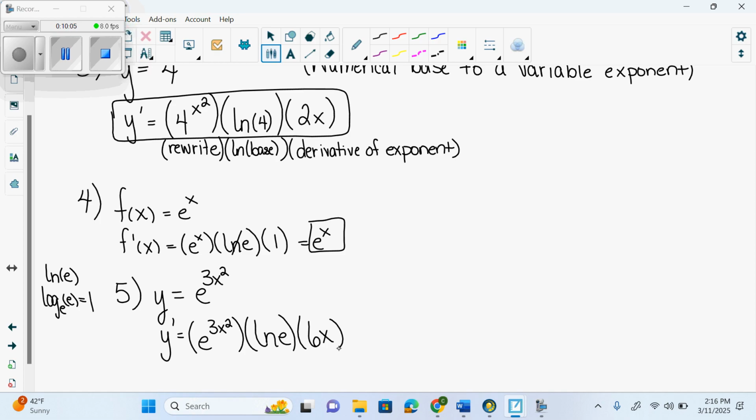The catch with ln e is it cancels. So my derivative is just e to the 3x squared 6x. Or you could list the 6x first. Because chain rule is multiplication, right? Those chains that are touching each other is multiplication. If I wrote it this way, it would be equally the same.